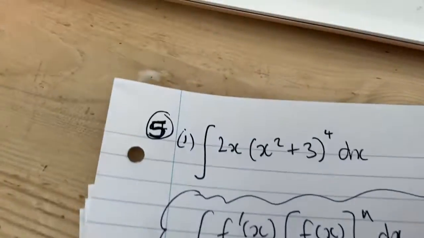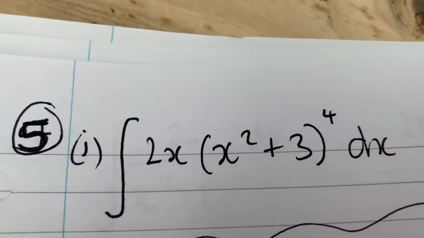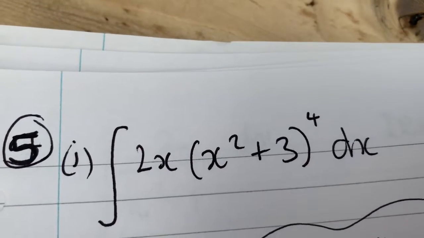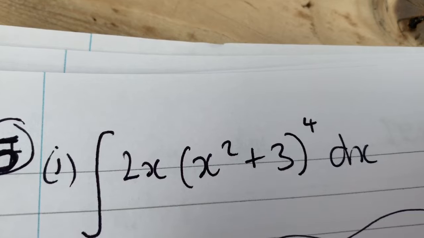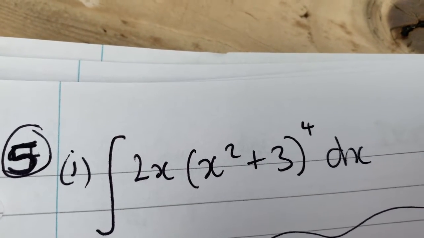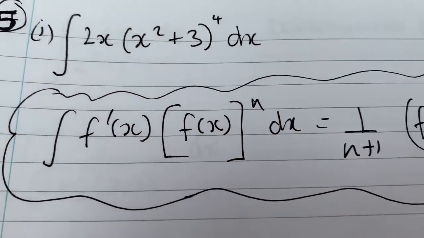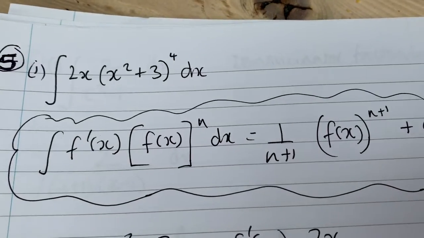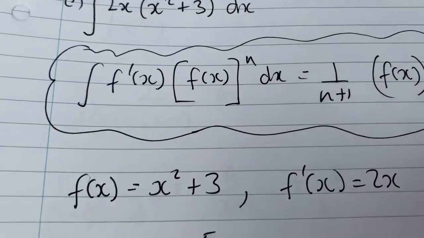Right, type 5. Now this is where we've got a product, and there's different ways that we can integrate a product. What you notice here is that there is a connection between the two functions. If I differentiate x squared plus 3, I will get 2x. So I'm going to use this formula here, which we know as Mr Awan's formula. That is given to you in the formula booklet.